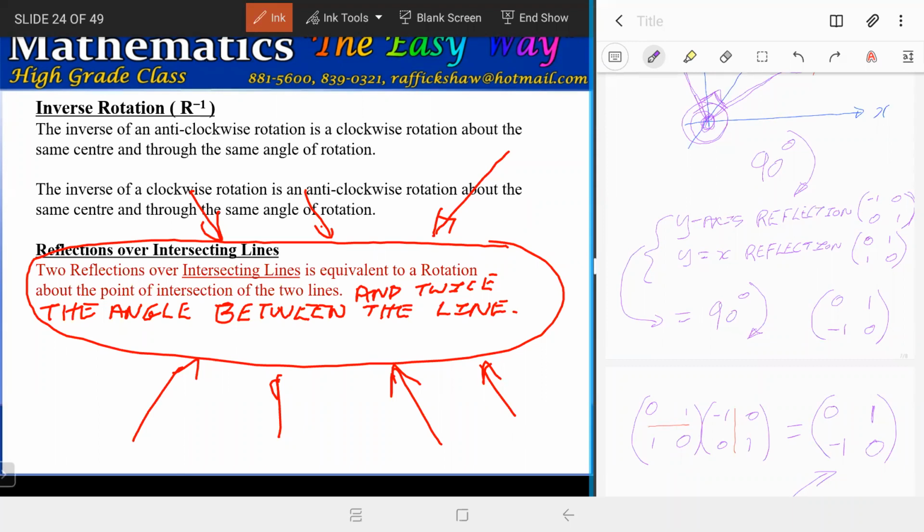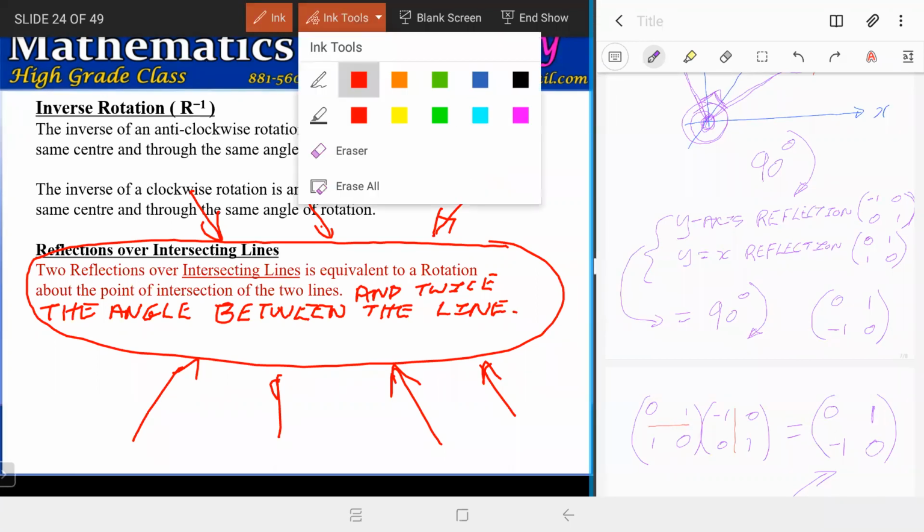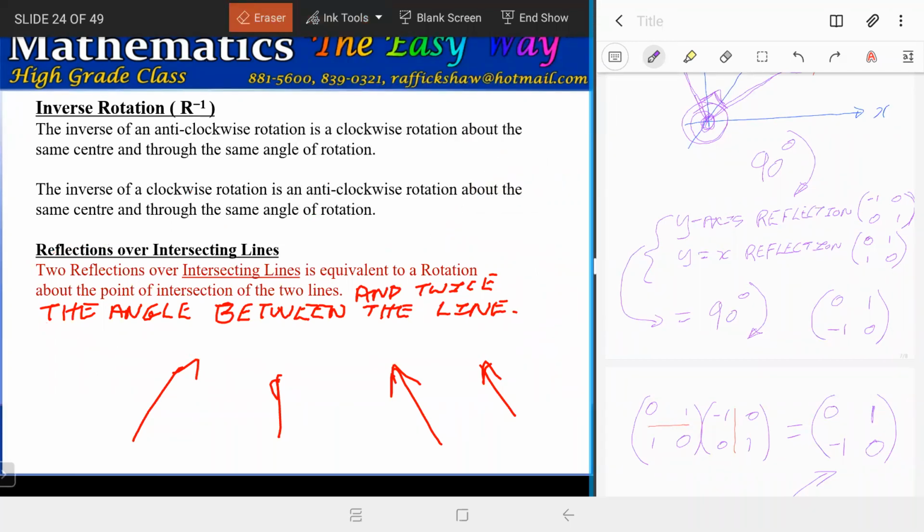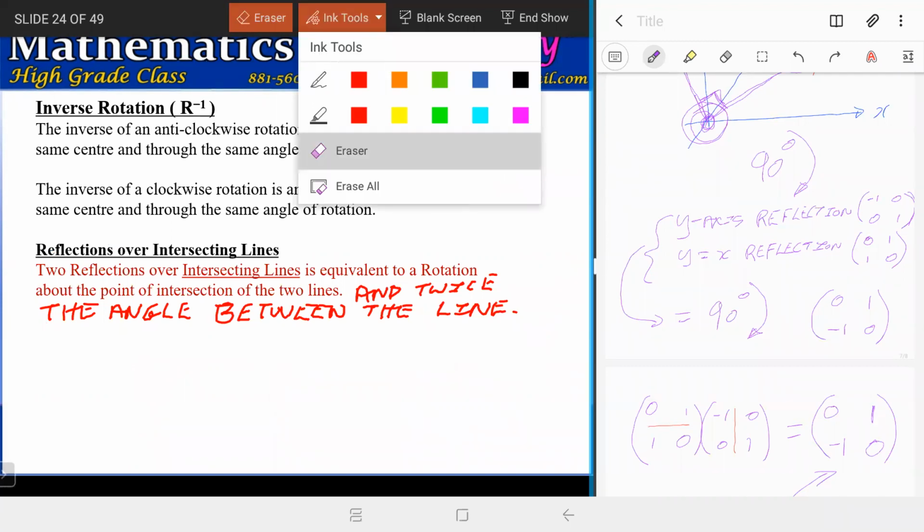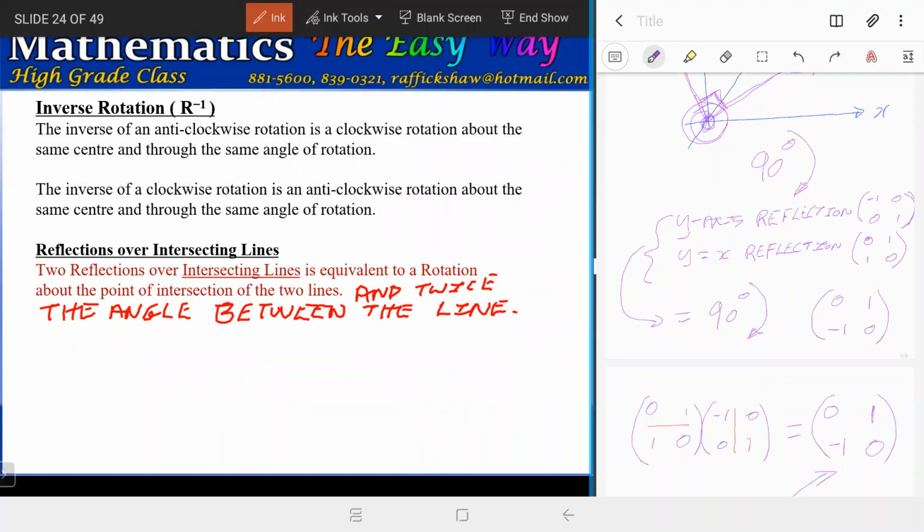All right, but let's continue, as I've sort of gone ahead of myself. No problem. So I wanted to write that the angle of rotation is twice the angle between the lines. Very important. Twice the angle between the lines.